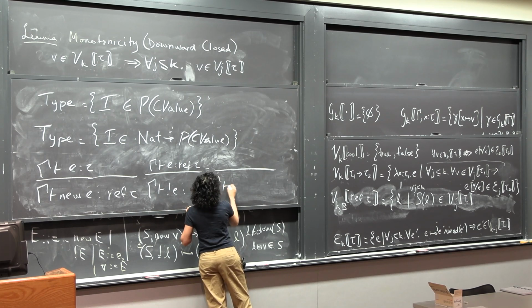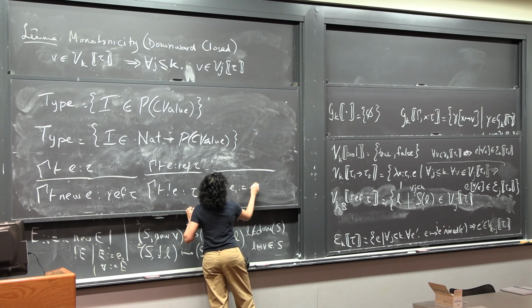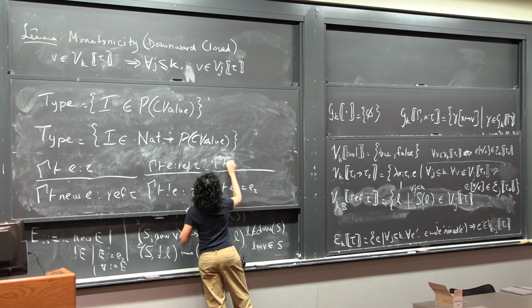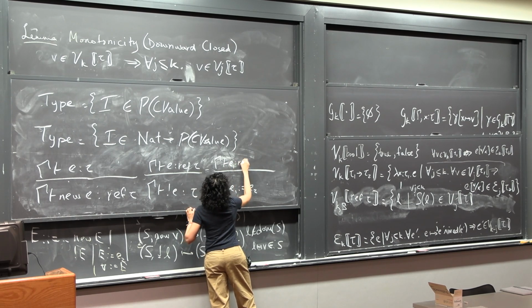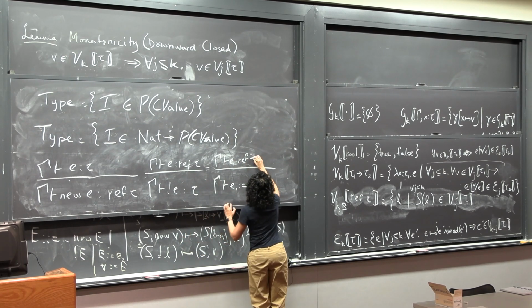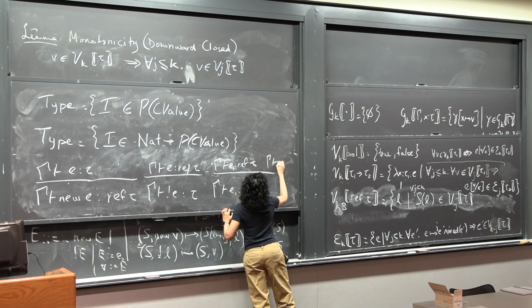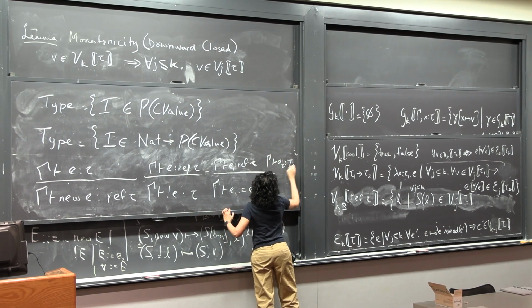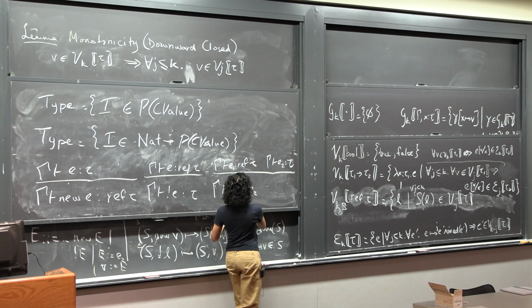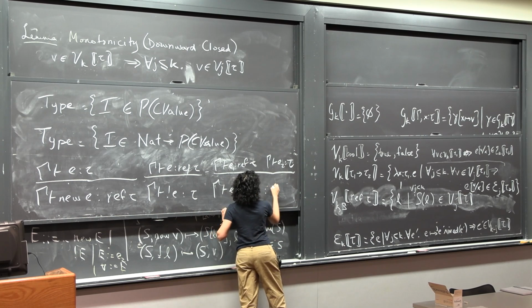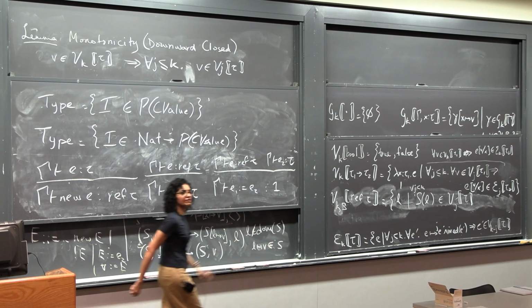And finally, assignment, E1 gets E2. E1 better be a reference to a tau. The thing that we are trying to write into it, our E2, better be of the same type tau. And then E1 assigned to E2 will have the type unit. Those are our typing rules.